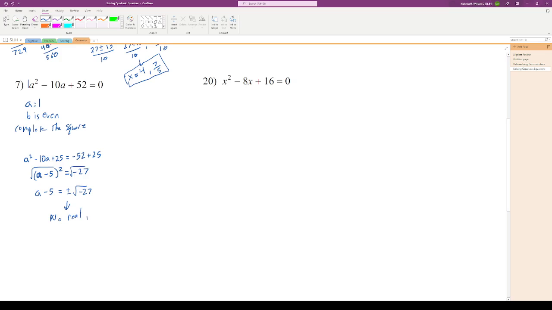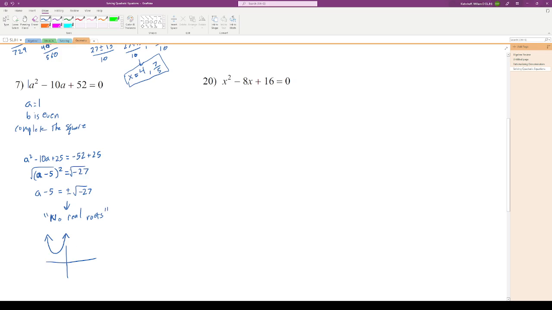no real roots. So anytime we end up taking the square root of a negative, that means that our parabola, wherever it is, never touches the x-axis. So when we're trying to find the values where it does touch, we end up with a problem. We can't find them. So the square root of a negative number means your parabola never touches the x-axis, and we put as an answer no real roots.